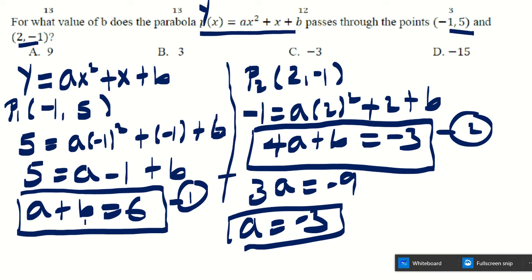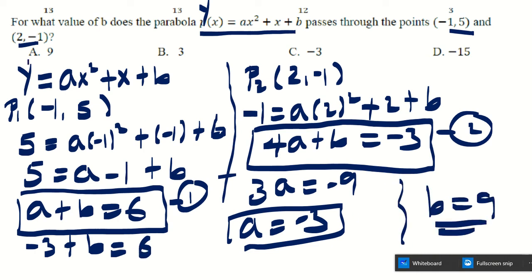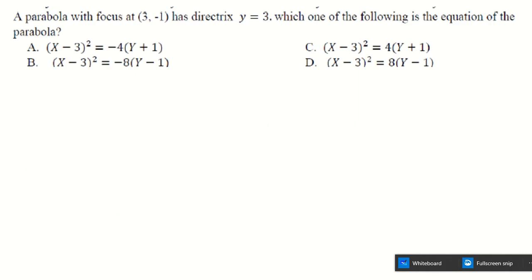To get b, we can take the first equation, and substitute negative 3 here. Negative 3 plus b is equal to 6. So the negative 3 goes over and is added. So the b value will be 9. So the answer is found in A. Unfortunately, negative 3 is also in the choices, so we need to take care. Let's say it is B. Next question.